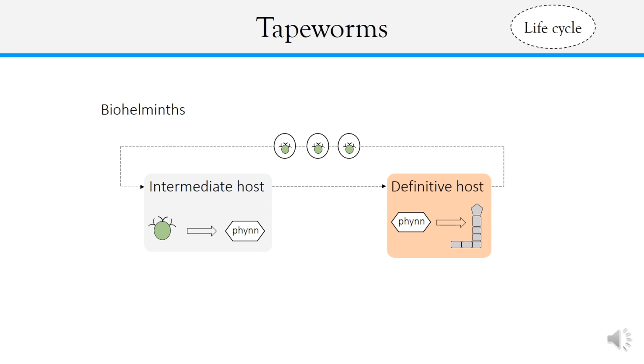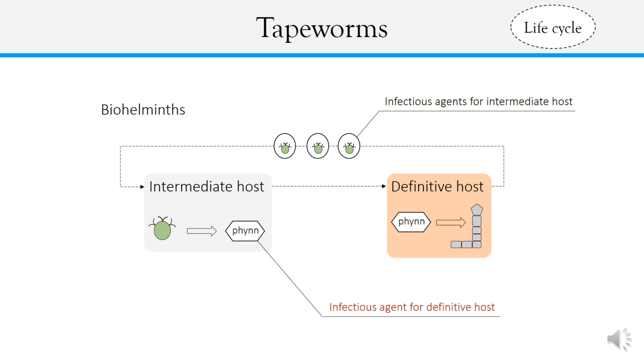Inside of the definitive host, the mature form of the parasite will produce eggs. Eggs will be used for infection of the intermediate host. Inside of the intermediate host, the oncosphere will be transformed into the fin, and then the fin will be used for infection of the definitive host. That is how it works. So we may say that eggs are infectious agents for the intermediate host, while fins are infectious agents for the definitive host.